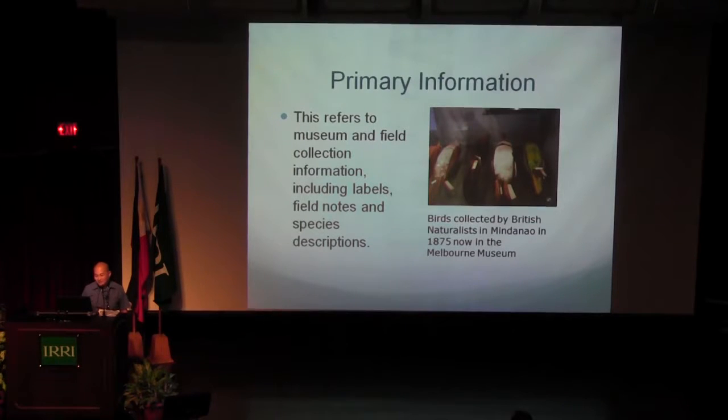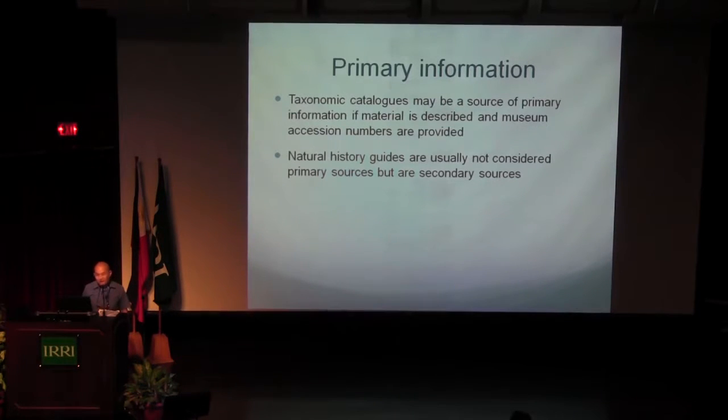This refers to museum and field collections information, including the labels, field notes, and species descriptions. In a lot of the older universities, there's always a university museum in which students of biodiversity can go and check on the material. Now, of course, the library would have taxonomic catalogs, and these are sources also of primary information, and also natural history guides. But natural history guides are not usually considered as primary sources, but rather as secondary sources.